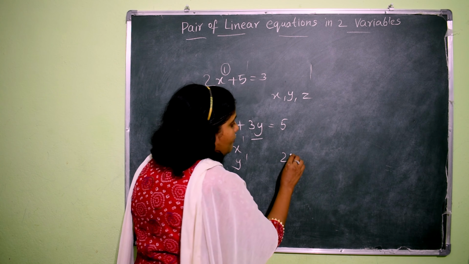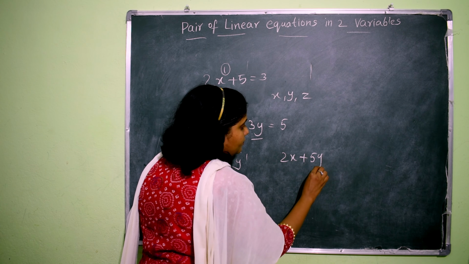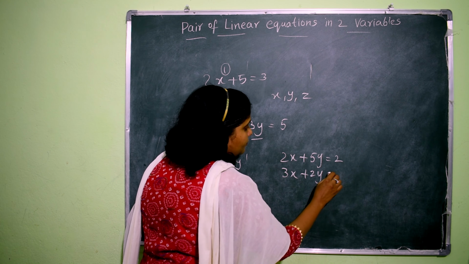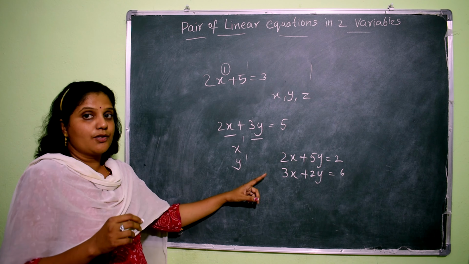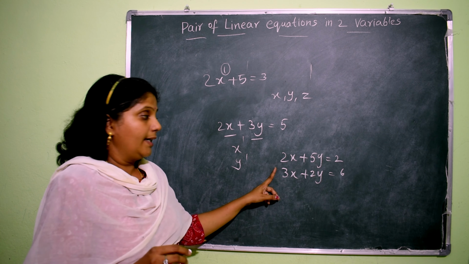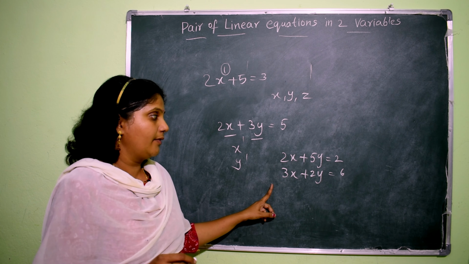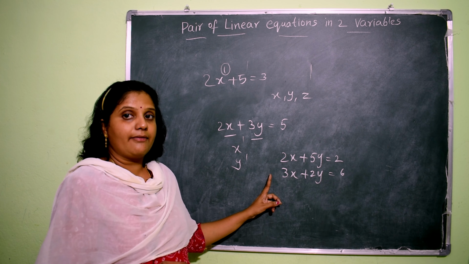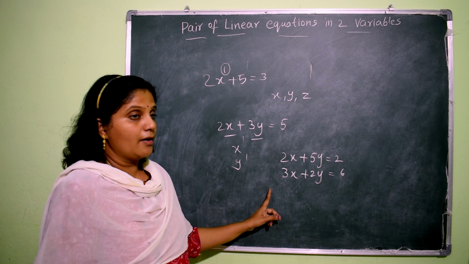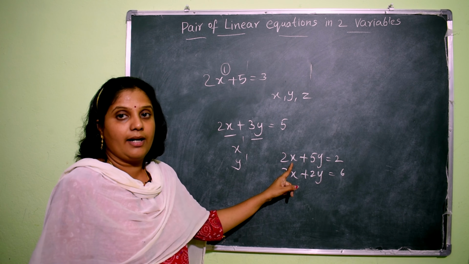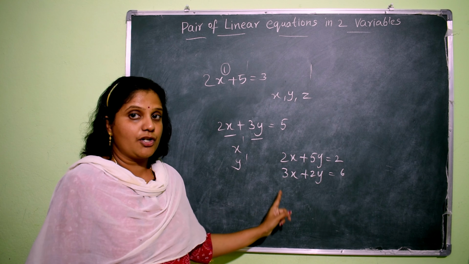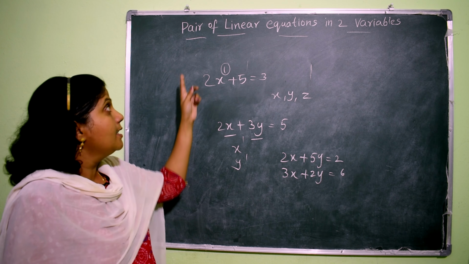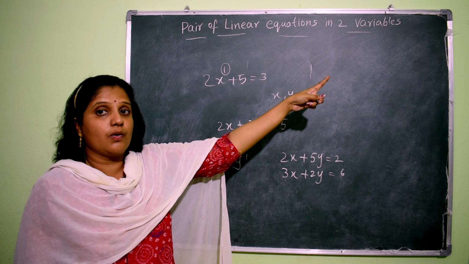Suppose you take two equations like this. Observe these two linear equations. Here, two means it is a pair of linear equations. Why? Because it has degree 1. So it is a pair of linear equations having degree 1, and these linear equations are represented in two variables. So our chapter name is pair of linear equations in two variables.